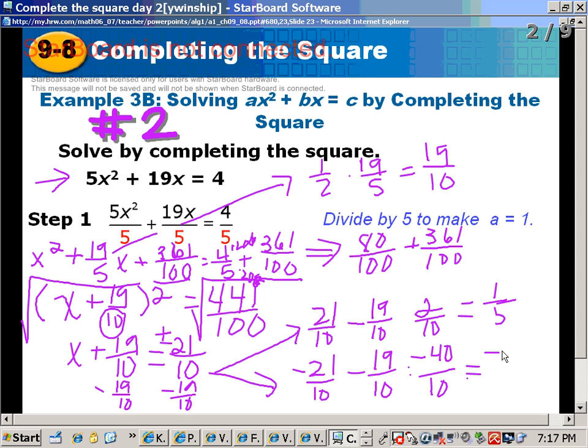Now I've written all this out. I don't know if it was easier for you to see it that way, but those are the two solutions. That problem was a pretty hard problem, so thanks for hanging in there with me.